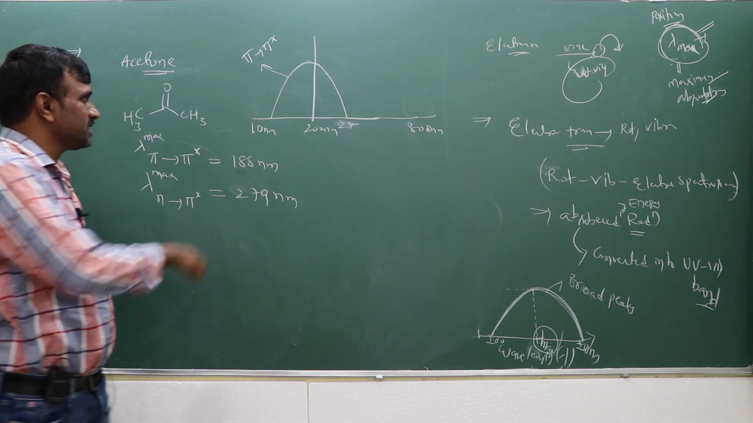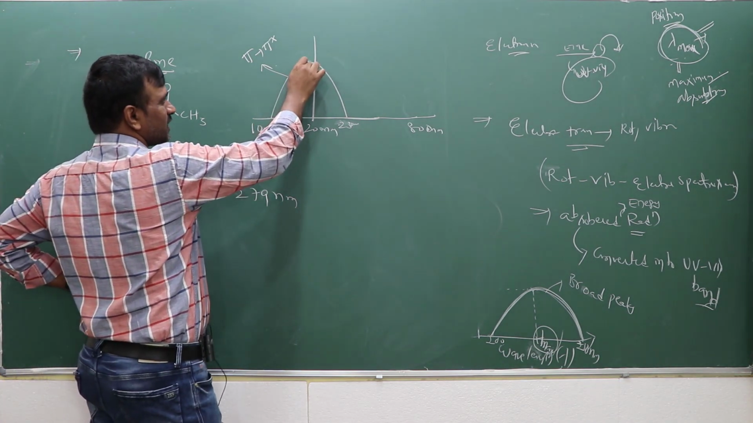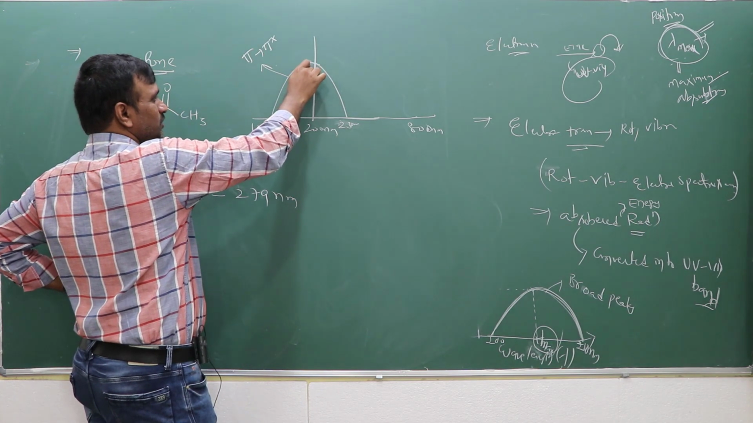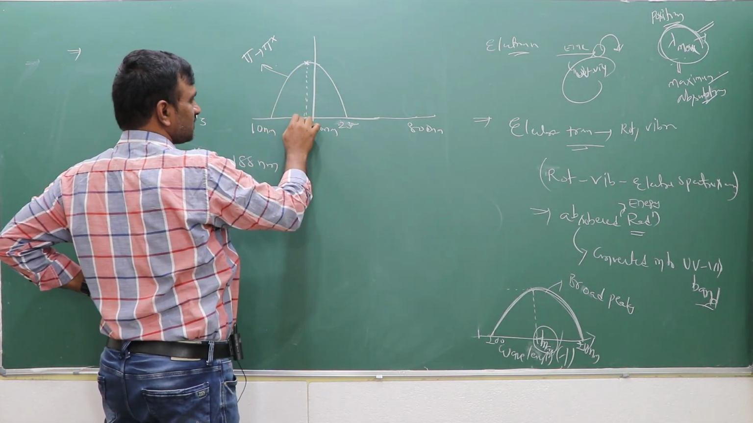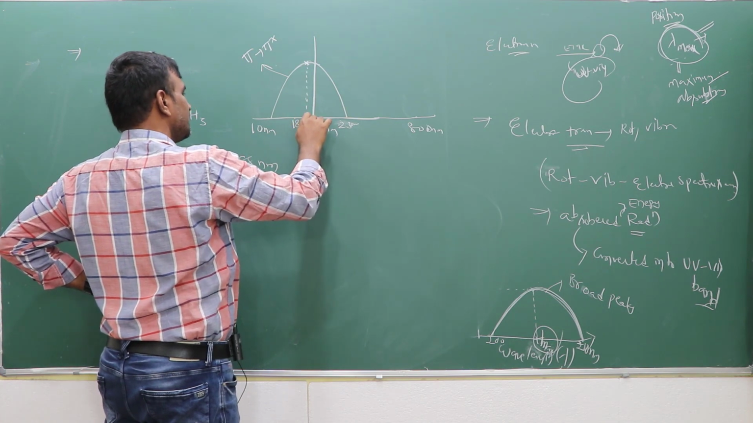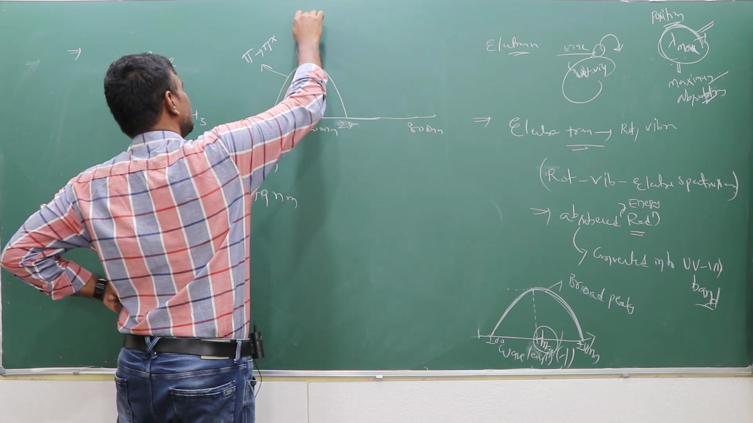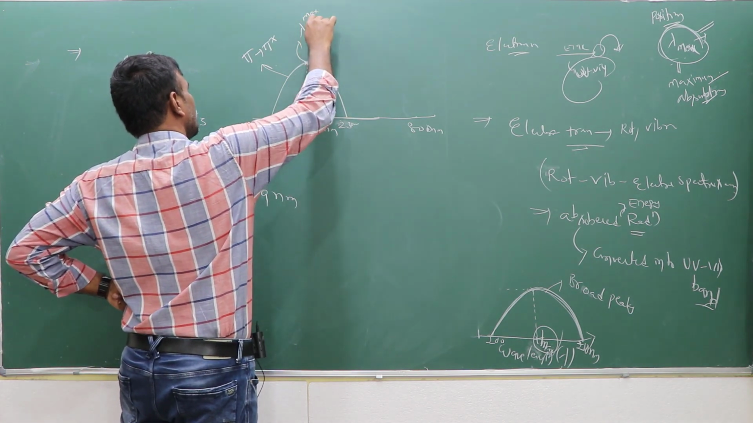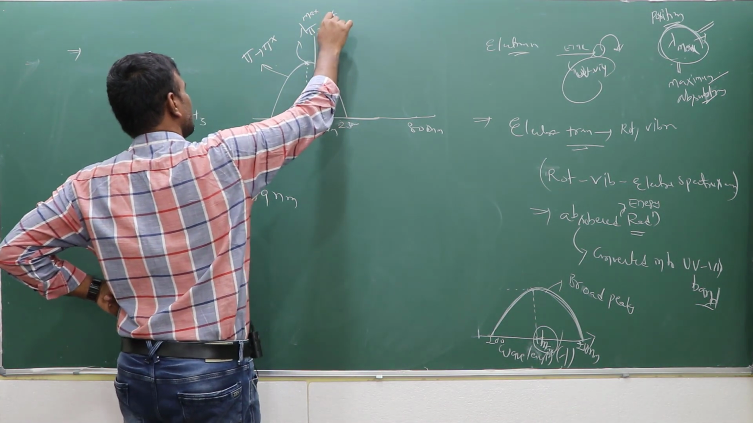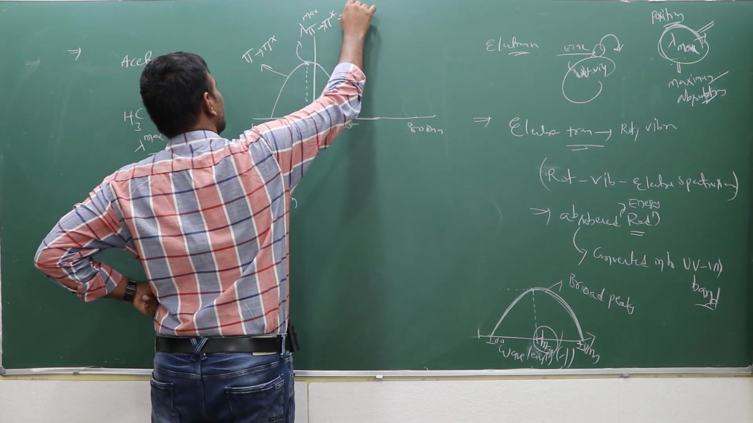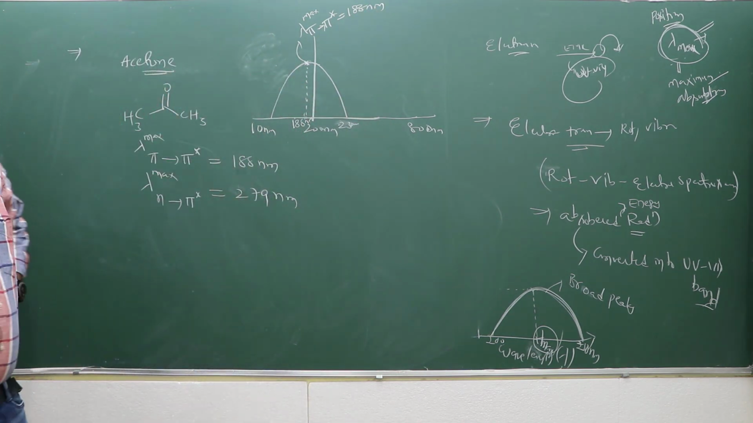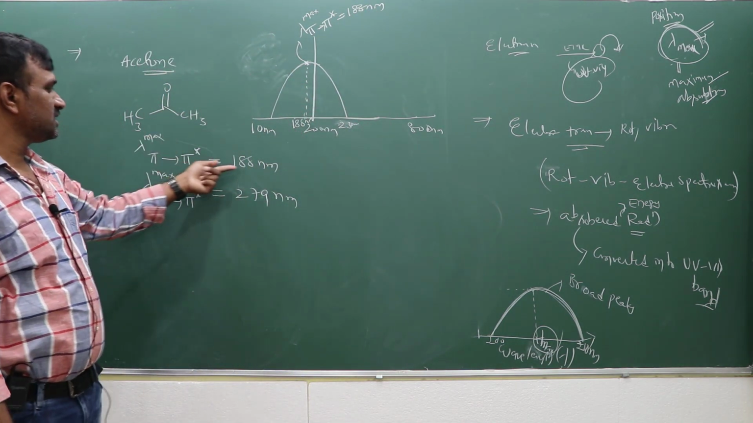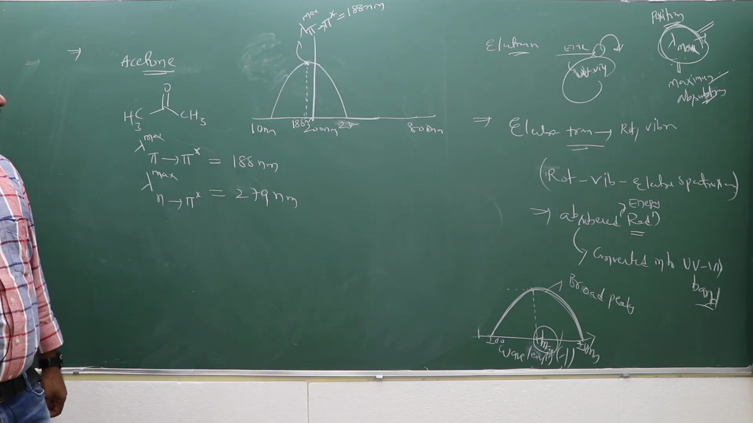That means the position where maximum absorption takes place will be considered as the maximum. That position is 188 nanometers. This position is the lambda maximum of pi to pi star. One band is possible, that is the absorption of the band.